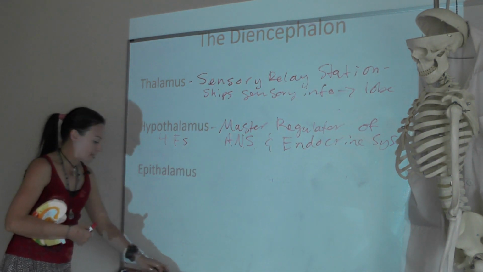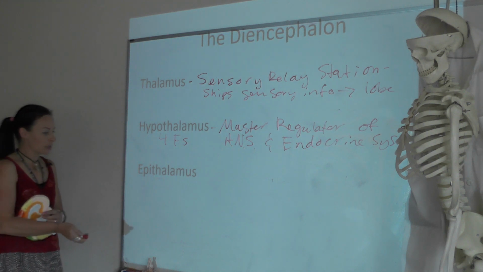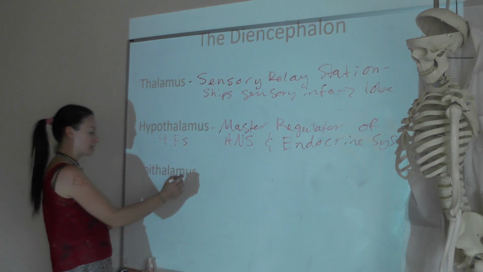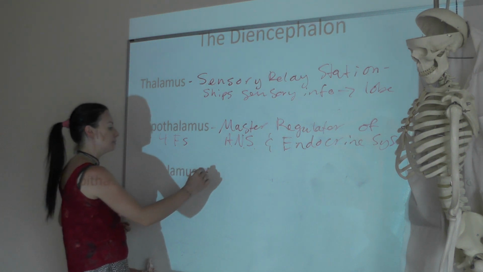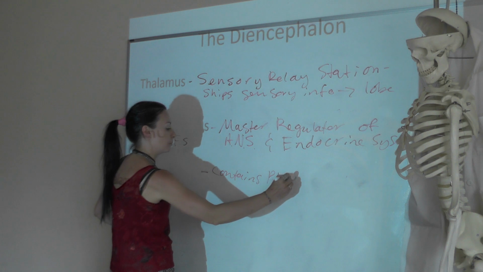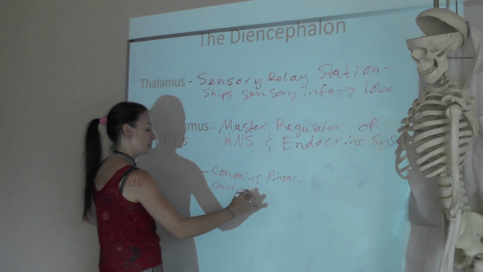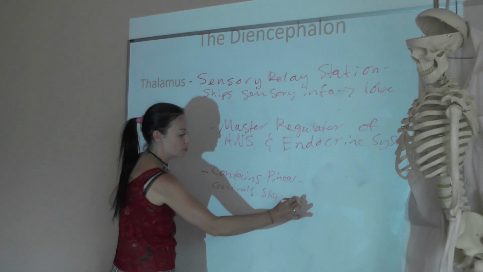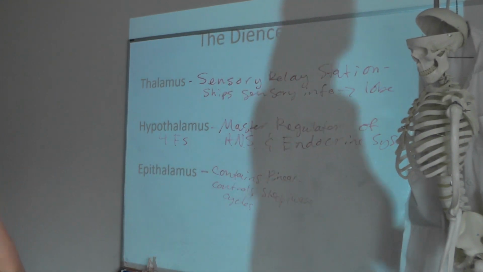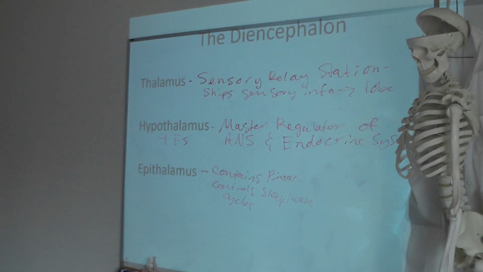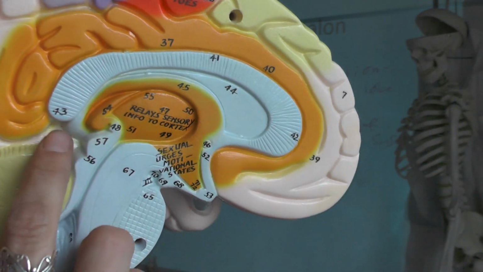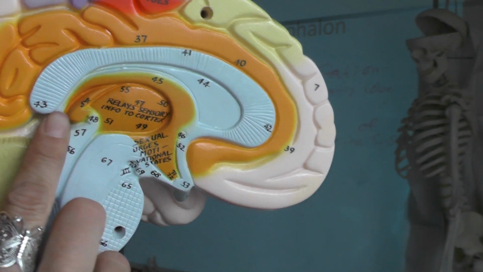Okay, last is the epithalamus. There are 2 parts. We're really only going to worry about the pineal gland or the pineal body. What that's in control of is your diurnal cycles or your sleep-wake cycles. So we'll say that this contains the pineal, and this controls your sleep-wake cycles. Where is that? It is right back here. We'll do a dissection and you'll be able to see this. It's like this little bulb back here.